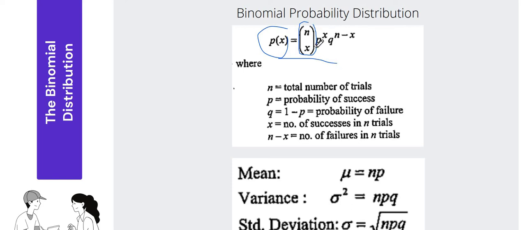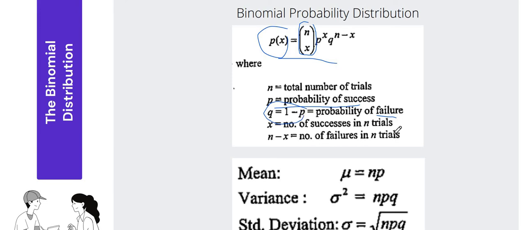So you can see that they have n, x, p, and q. P, as I mentioned just now, is the success, and q is the failure, of course. So p represents the probability of success and q represents the probability of failure. So you can see that.